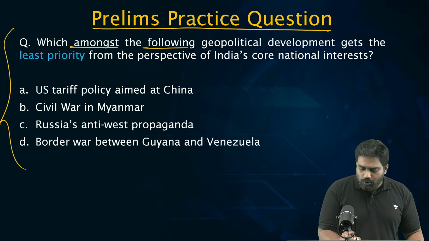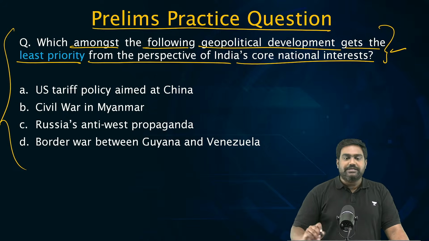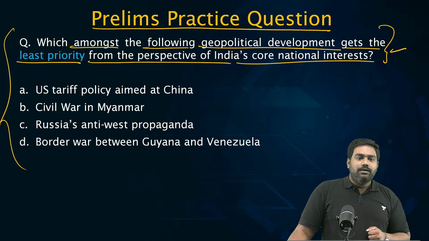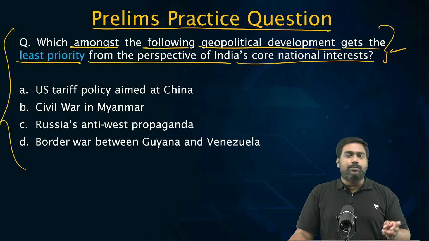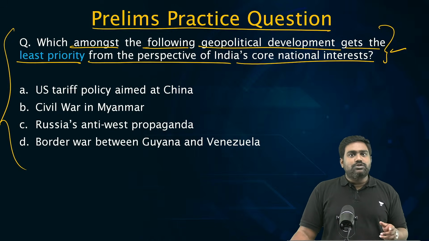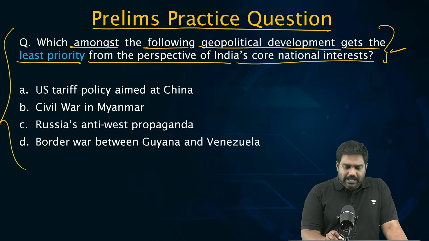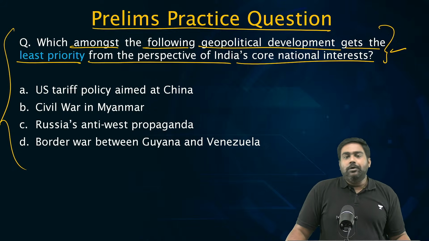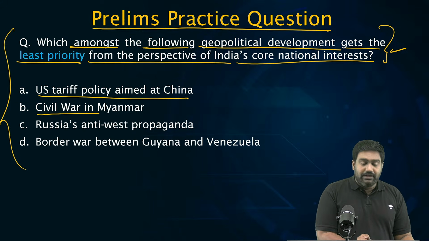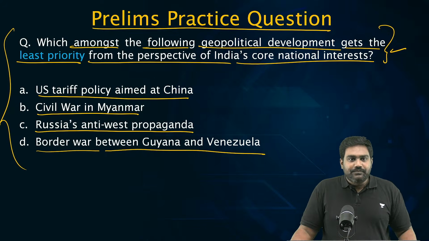Which amongst the following geopolitical developments gets the least priority from the perspective of India's core national interests? I want you to read this question carefully, then give me the right answer. What do you think should be given the least priority? There are different scenarios given, and you should decide which of these issues will have the least impact on India. So it's obviously a relative comparison. Can you tell me which of these geopolitical developments should be our least national priority? A, US tariff policy aimed at China; B, civil war in Myanmar; C, Russia's anti-West propaganda; D, border war between Guyana and Venezuela.